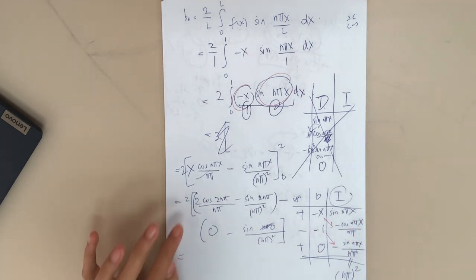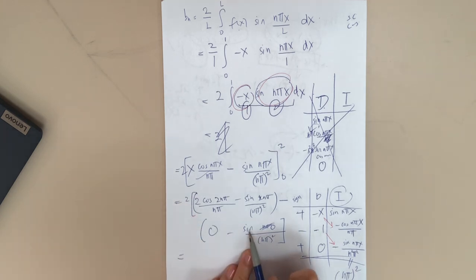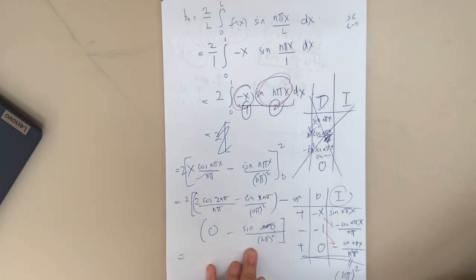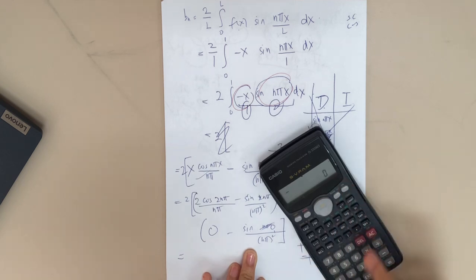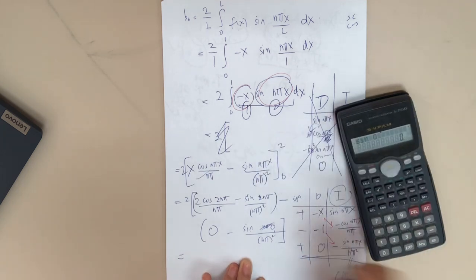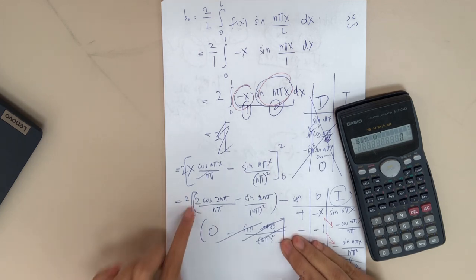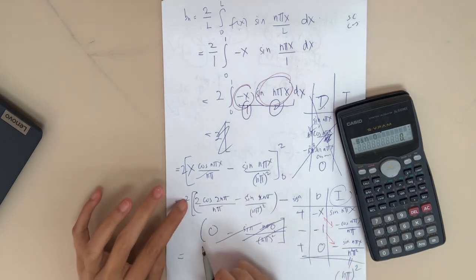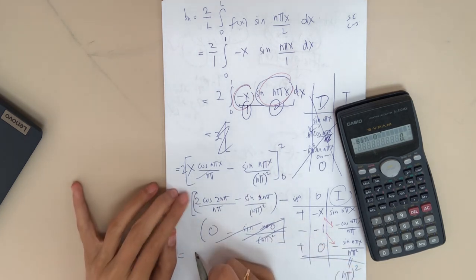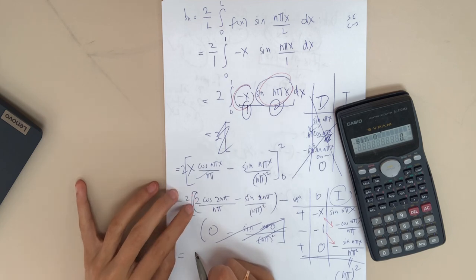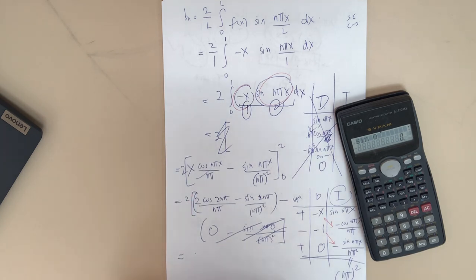Okay, so you can see that sine 0. Calculate with your calculator. Sine 0, what is your sine 0? Sine 0 is equal to 0. So nothing. Kat sini tak ada apa-apa. Okay, so you are just left with this side. So 2, which is 4. 4 right? Betul tak?